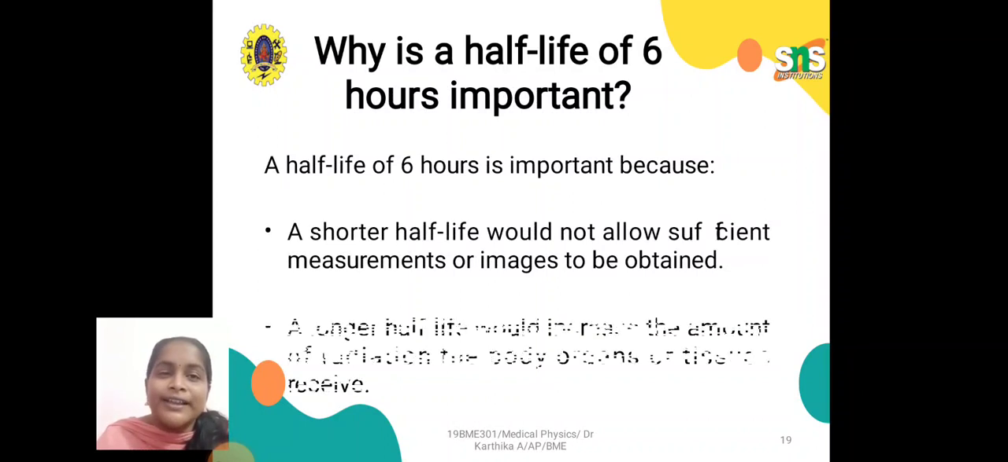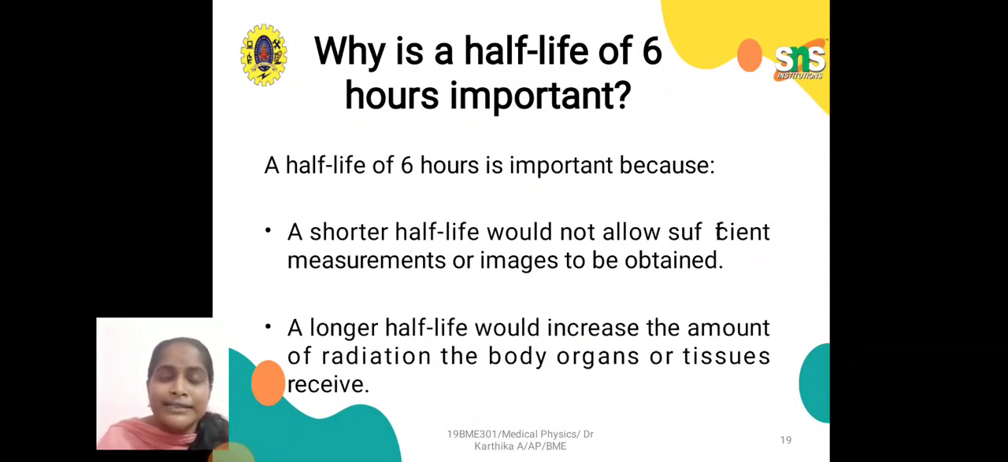Okay, then why is a half-life of 6 hours more important? A shorter half-life would not allow sufficient measurements or images to be obtained. A longer half-life would increase the amount of radiation the body organs or tissues receive.